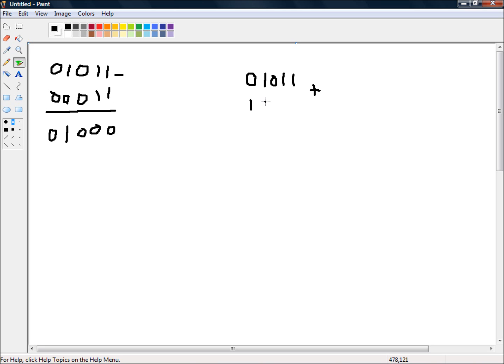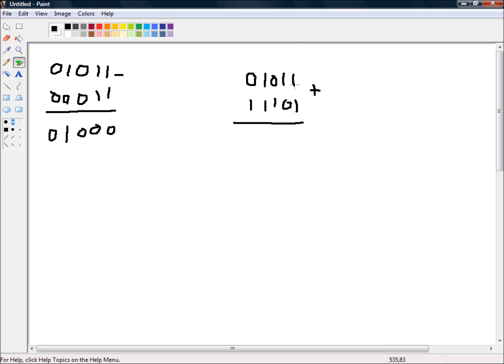This 0 becomes a 1. This 0 becomes a 1. This 1 becomes a 0. This 1 should become a 0, but we've got to add 1, so this will become a 1.